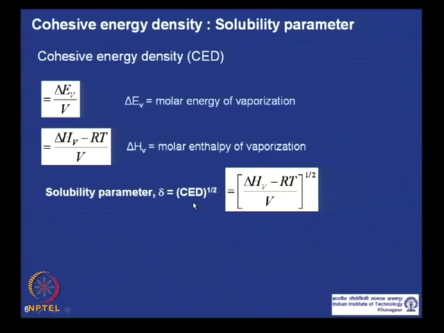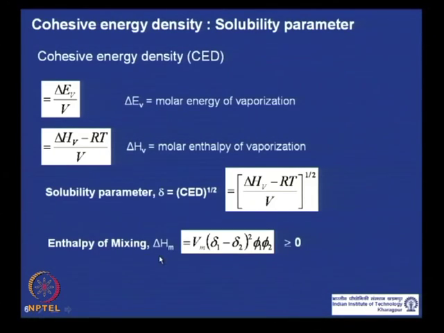Now, Hildebrand defined the term solubility parameter, which is basically the square root of the cohesive energy density. It is given by this expression, and this is what we are looking for. If you know the values of the solubility parameter, then the enthalpy of mixing can be obtained by this expression. We know the contribution from the combinatorial entropy is always favoring mixing. Now, this term will give you the enthalpy of mixing.